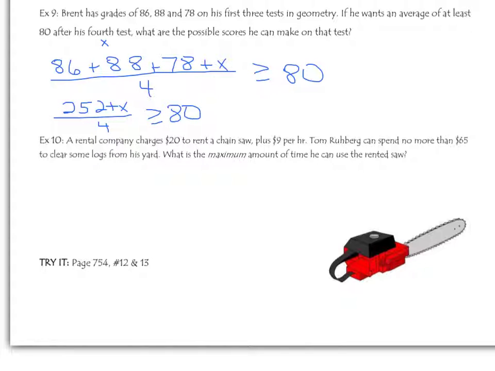Now I'm going to switch to red, come over here, and I'm going to multiply both sides by 4, so I have 252 plus X is greater than or equal to 320. Now I can subtract 252 from both sides, and I'm left with X is greater than or equal to 68. So Brent has to get a 68 or better in order to average 80 on his tests.